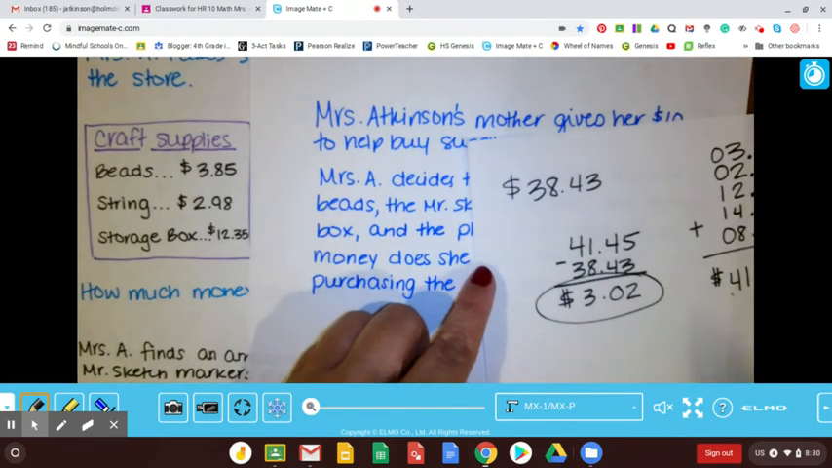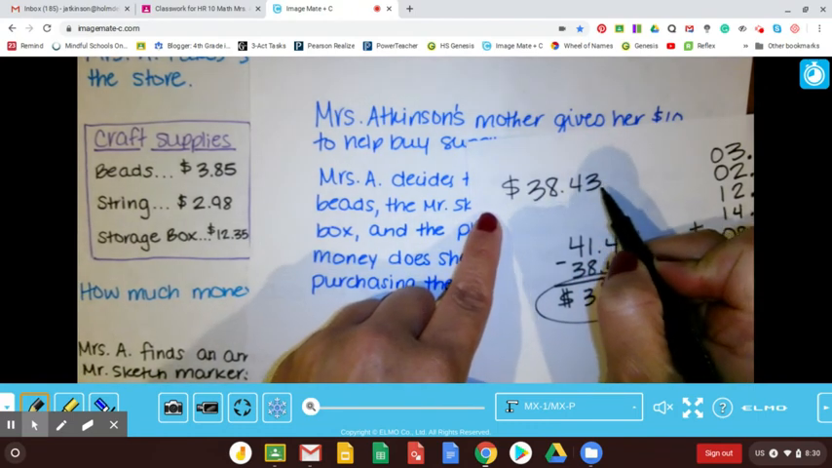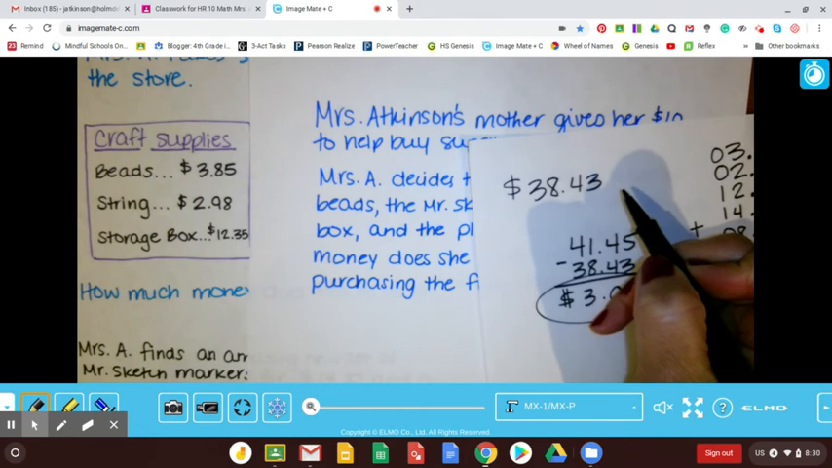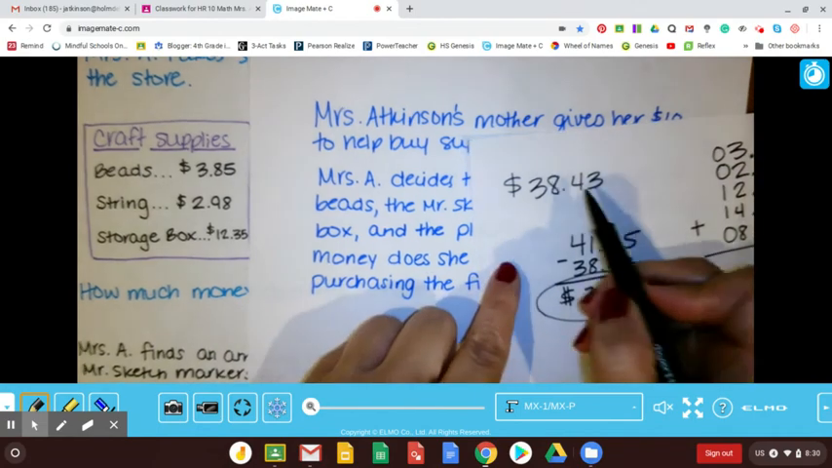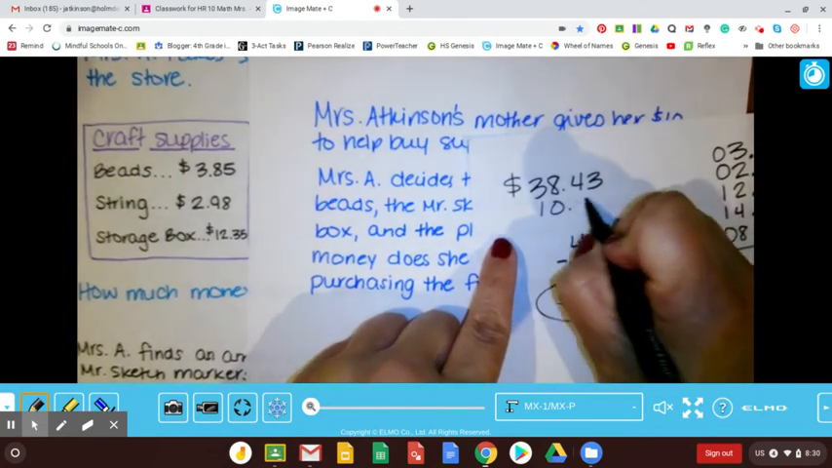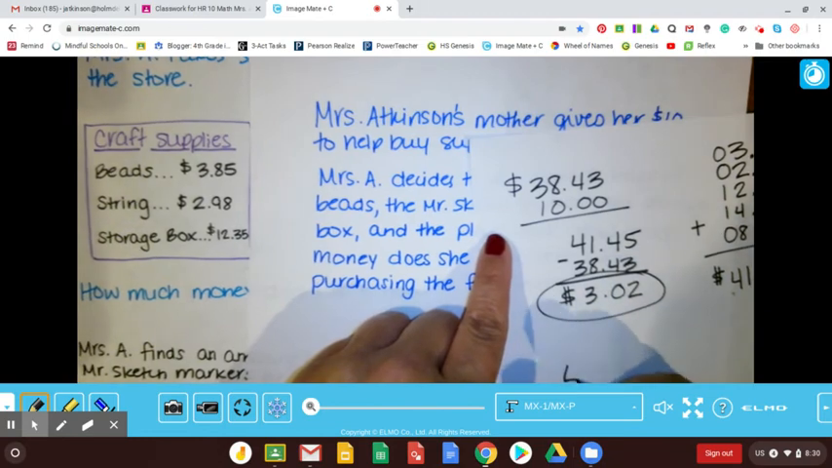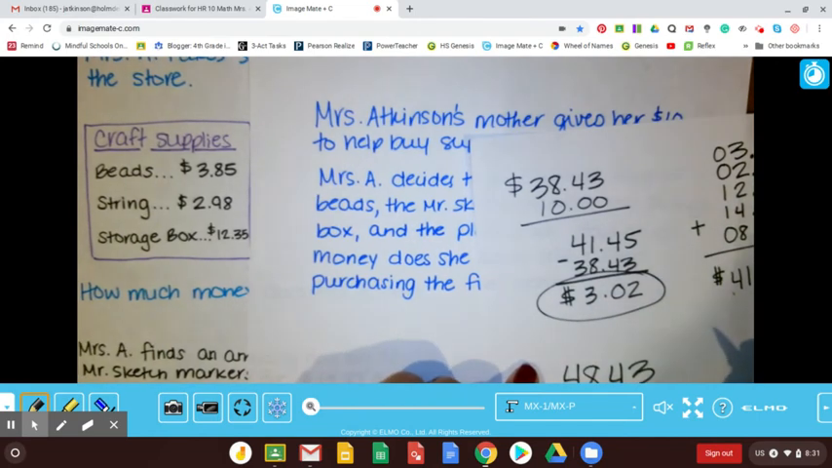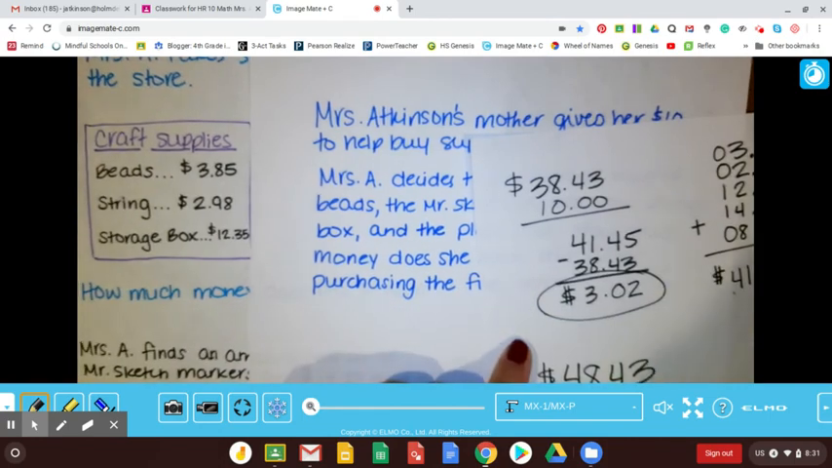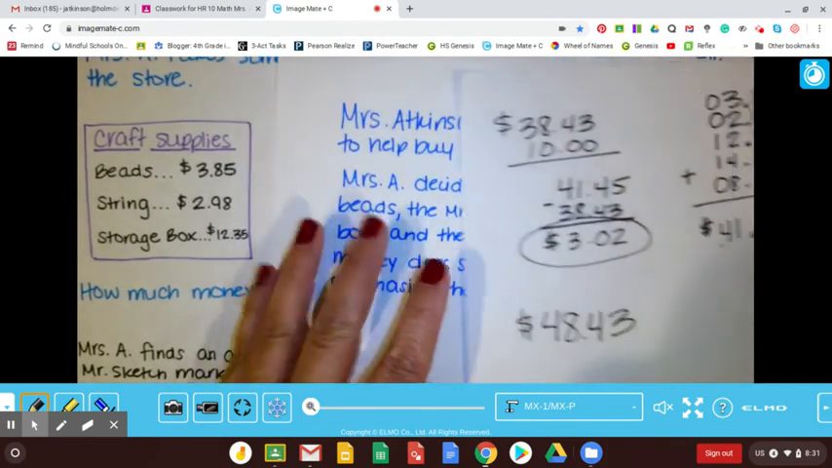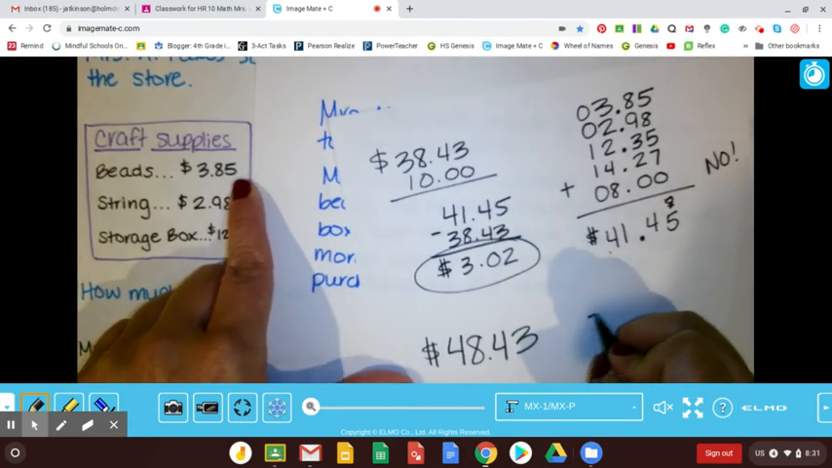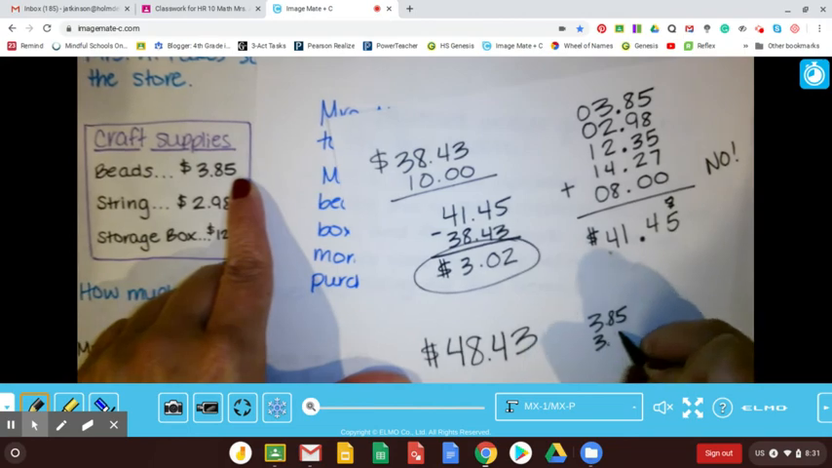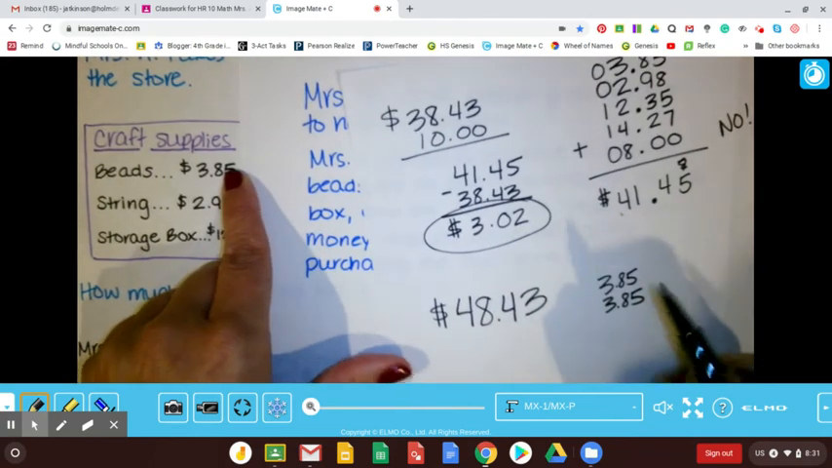So now, instead of just having $38.43, right, which is how much I had to begin with, instead of having $38.43, I have now $10 more. So I have $48.43. Okay. And now I have to figure out how much all of these other things cost. So 2 bags of beads. So the beads are $3.85 each, and I'm buying 2 of them. Okay, keep it real. Make sure I'm doing it right.